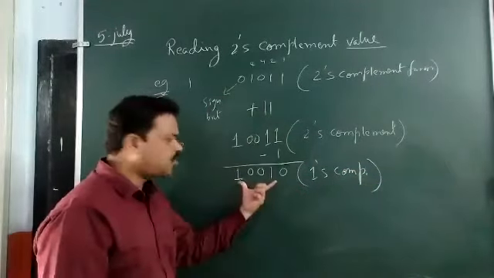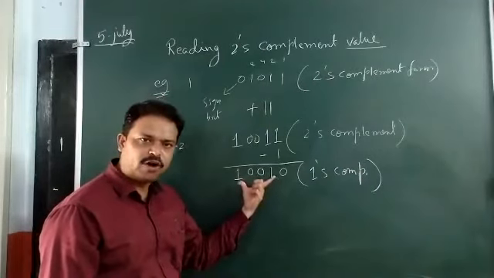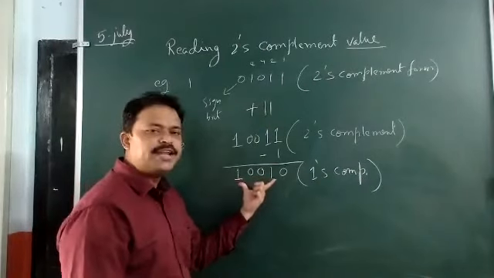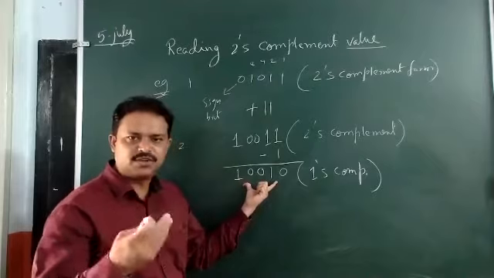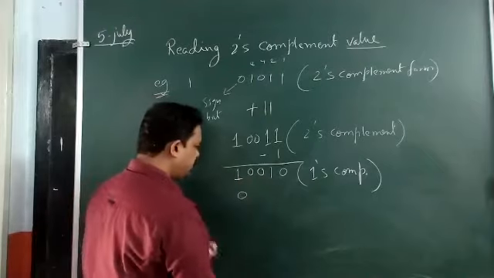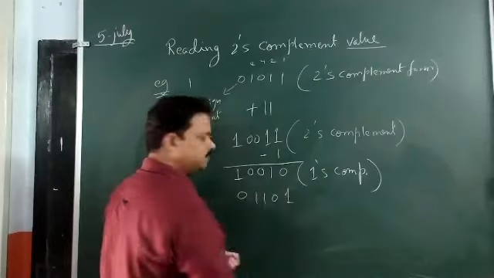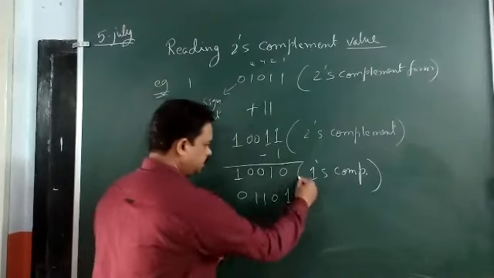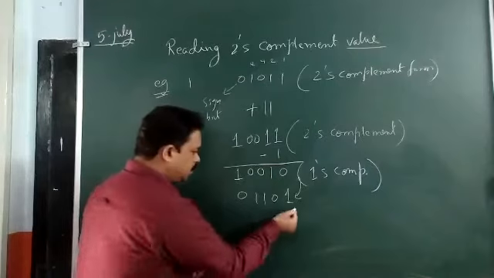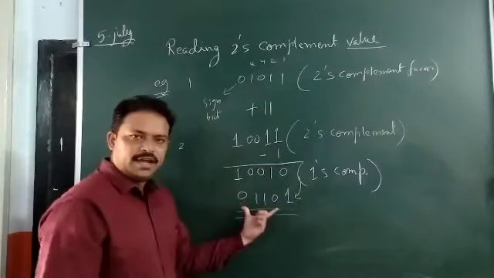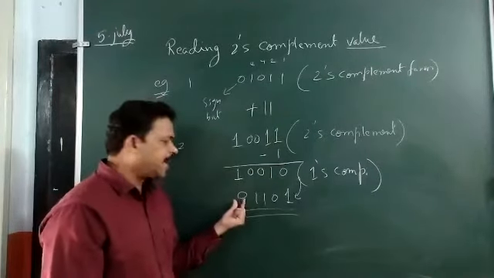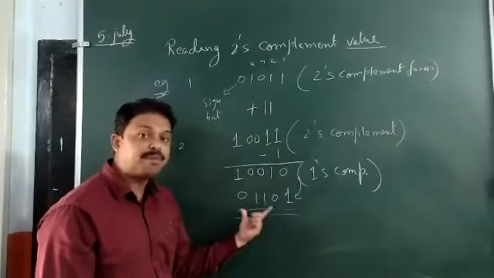Take the 1's complement of this value. So what is the meaning of 1's complement? Replace 1 with 0, 0 with 1. 0, 1, 1, 0, 1. 1's complement. Now, you got the positive value. Can you tell me which positive value it is?